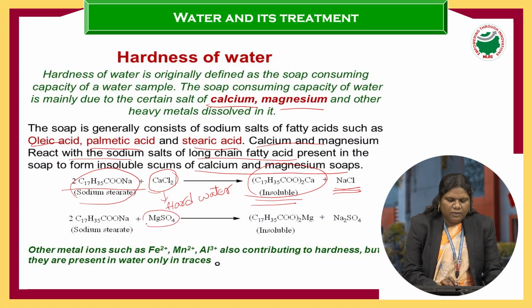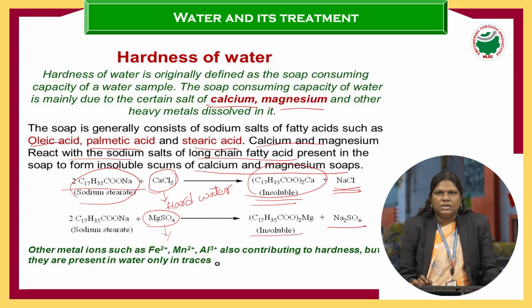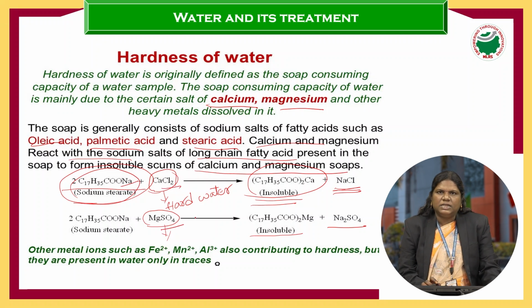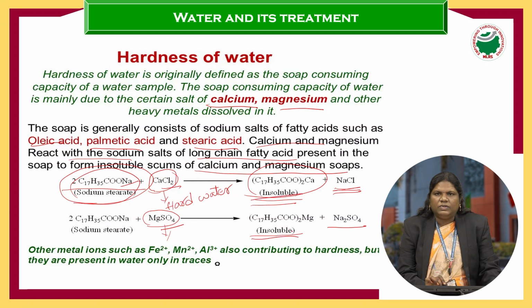For example, if the water contains magnesium sulfate also, it will form insoluble magnesium stearate, and along with it sodium sulfate salt is also formed. Mainly the soap which contains sodium stearate reacts with the chlorides and sulfates present in the water, and forms insoluble precipitate scums which will not produce lather. This is the hardness of water.